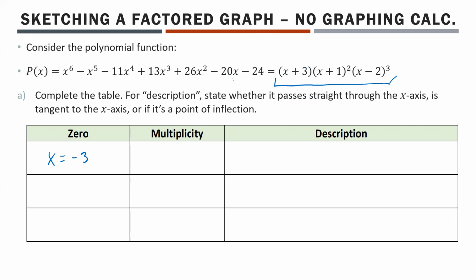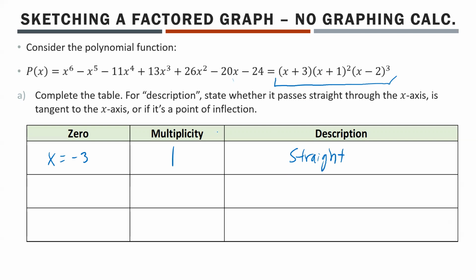That one looks like it has a multiplicity of 1 because there's no exponent on it. So for a description, if something has a multiplicity of 1, then that means theoretically it should be passing straight through the x-axis. It shouldn't be doing a little divot. It should definitely not be tangent. It should be going straight through the x-axis.